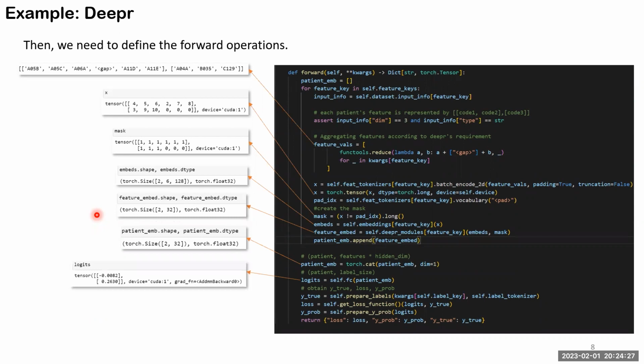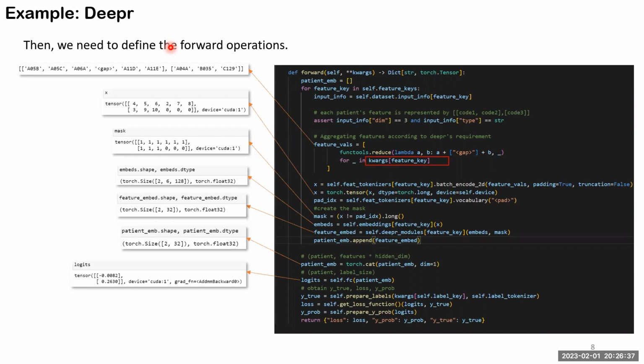We transform them into logits like usual. In this case, we have a binary classification task, so the logits are just a scalar for each sample. And then you compute the loss by comparing the predicted probability with the actual labels and return a dictionary. And that's it for the forward operation.